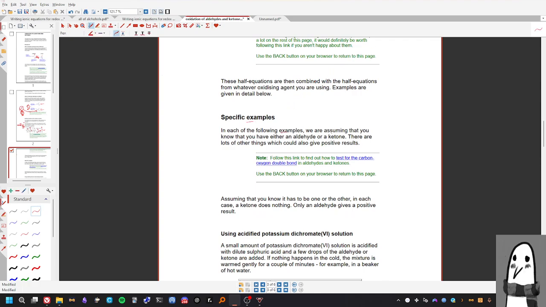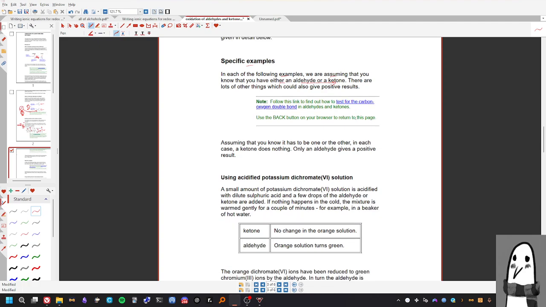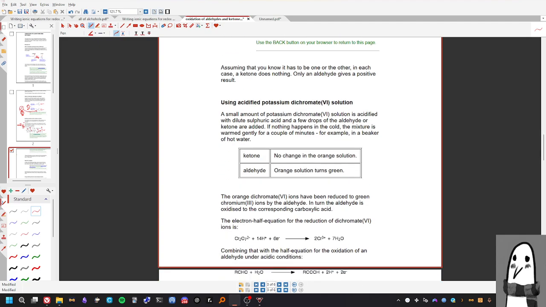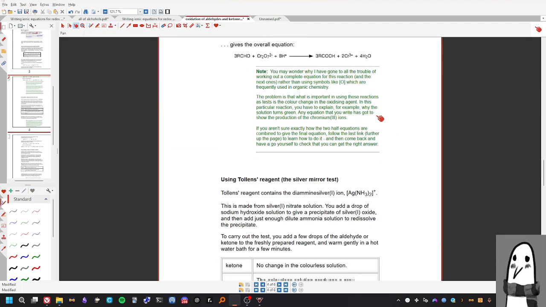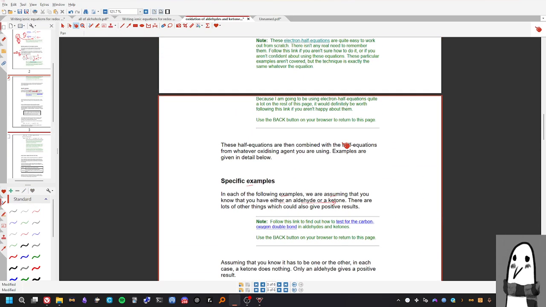Specific examples, assuming that you already know that you have either an aldehyde or a ketone. There are other things that you can get that can get positive results. There's a test for a carbon-carbon double bond, carbon-oxygen double bond in aldehydes and ketones. Oh god. But anyways, do I need to know that?